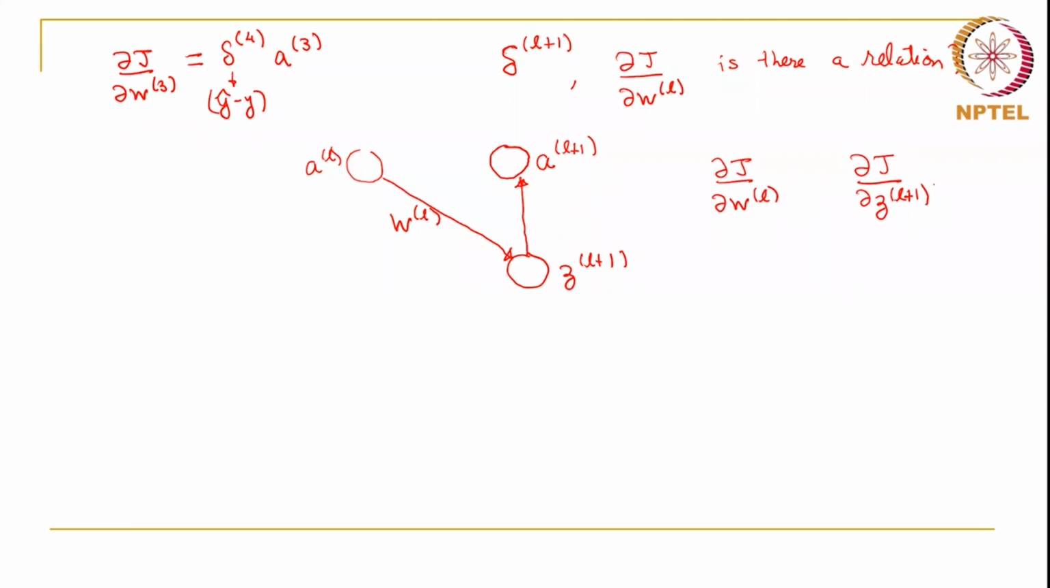So how would we write this? Del J del WL is equal to del J del ZL plus 1, and somehow if we know this, into the chain rule, what will come? AL. Yeah, AL is right. So I'm just writing it out formally: del ZL plus 1 by del WL. This is del J del ZL plus 1 times AL.